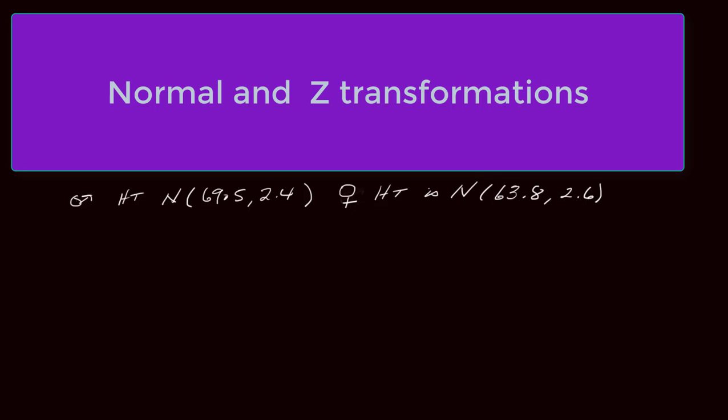Females have height that's normally distributed with a mean of 63.8 and a standard deviation of 2.6. So female height is also normal, but it's not the same normal because it has different parameters. And just for the heck of it, I looked up German Shepherds. German Shepherds have a height distribution that's normal with a mean of 25 and a standard deviation of 2.5 inches. So here are three normal distributions, but they're all quite different.